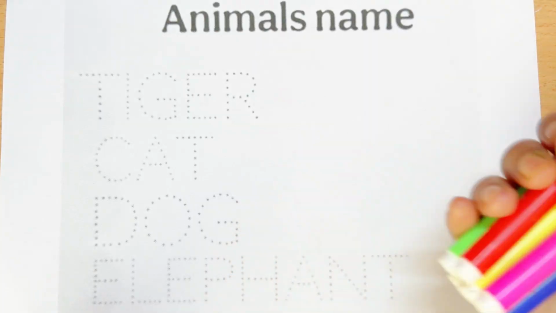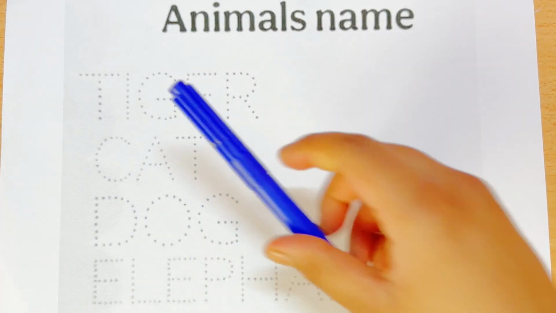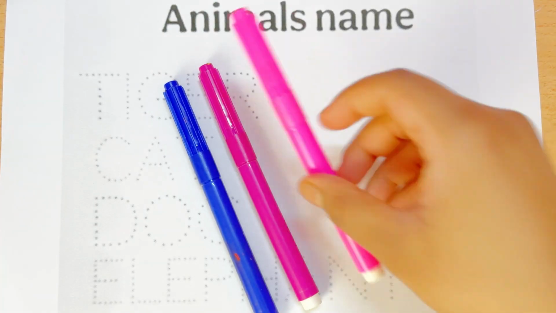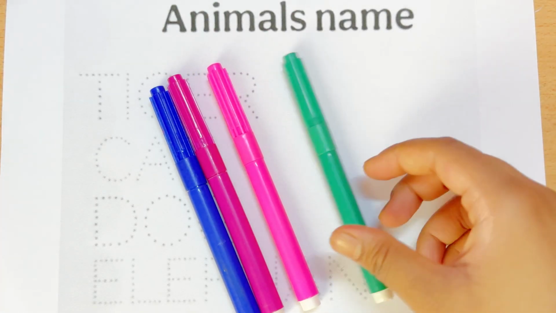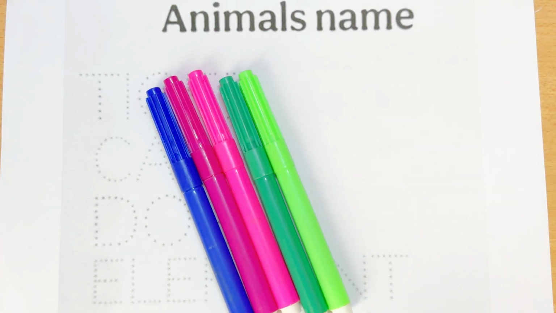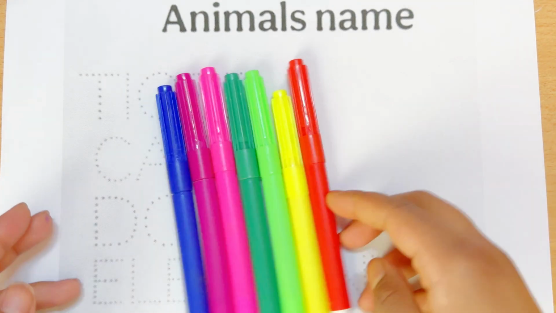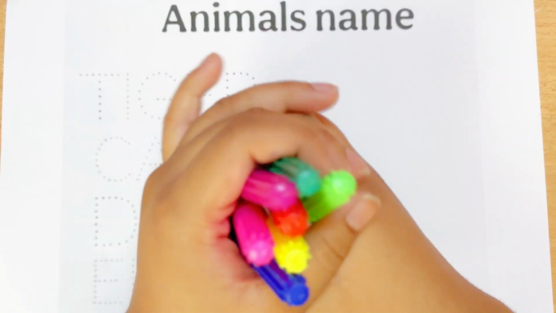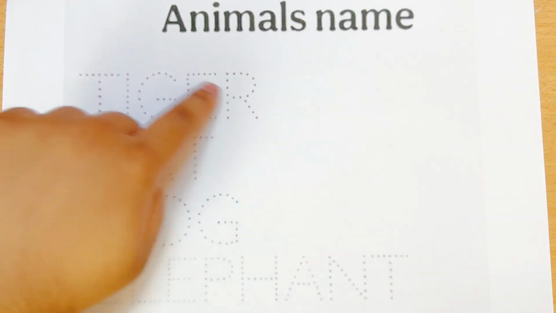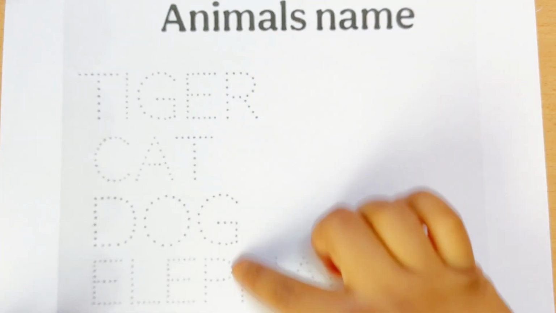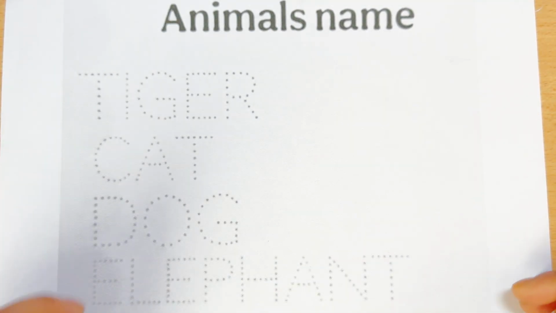Let's learn some colors names. Blue color, purple color, pink color, green color, light green color, yellow color, red color. Today we will learn animals' names. Let's revise first and then write.